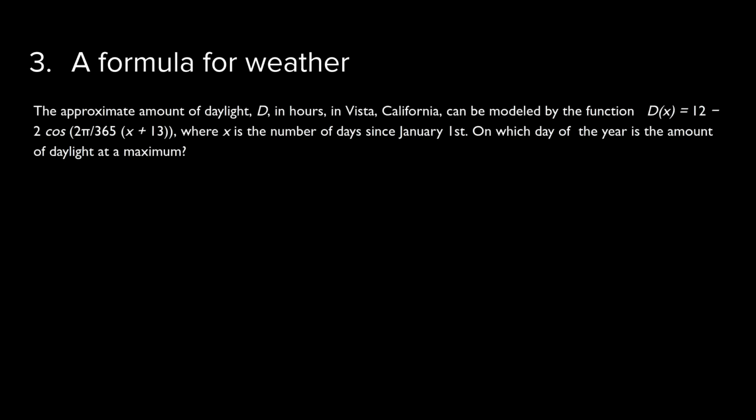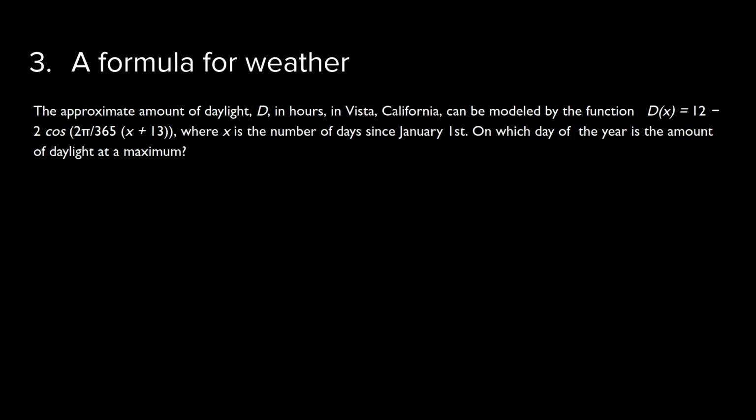So now here's an interesting one. It's a formula for weather. And the problem is a bit wordy, but basically it's saying that this function, d of x, models the amount of daylight in Vista. And this is very, very close to the actual function in real life that models daylight.